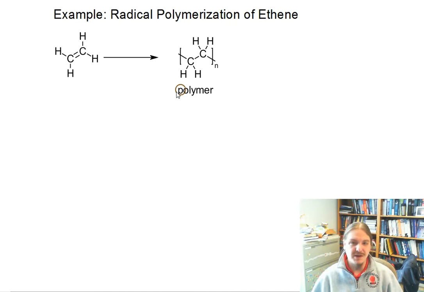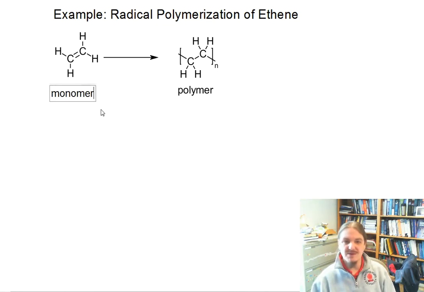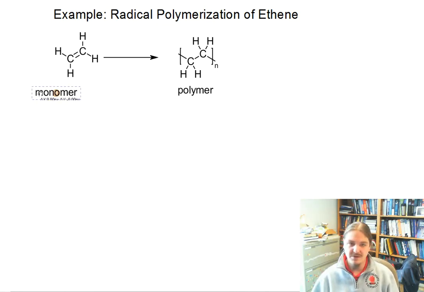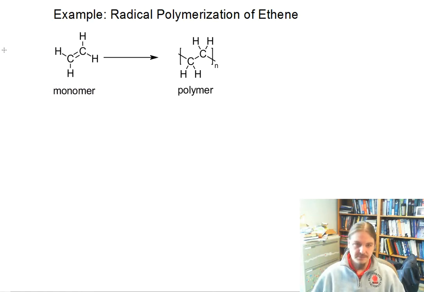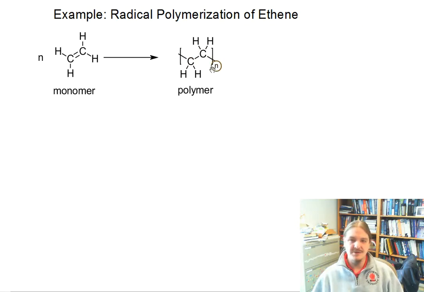So we have a polymer, poly from many, and mer omitting our chemical thing. The thing that a polymer is made out of is called a monomer, meaning one of these things, one unit, versus multiple units. And in general, the balanced chemical equation is simply, we have some n units of our monomer that are converted into a polymer with n repeating units in that polymer chain.